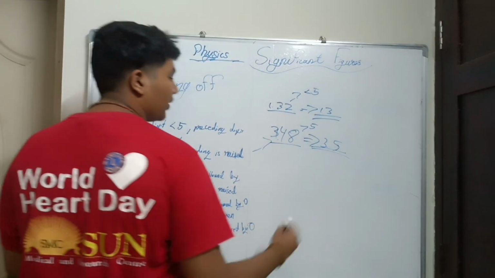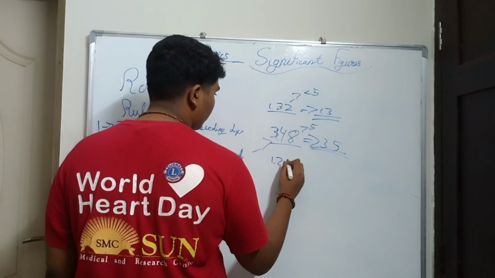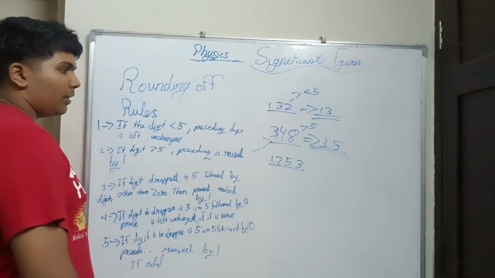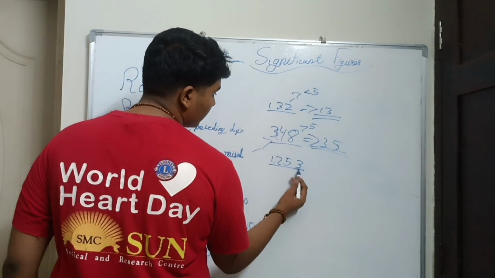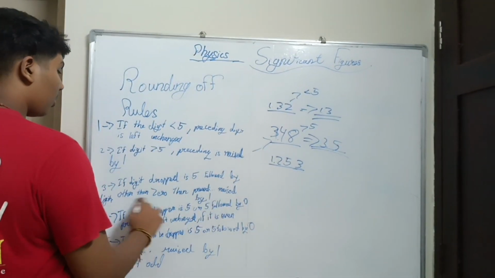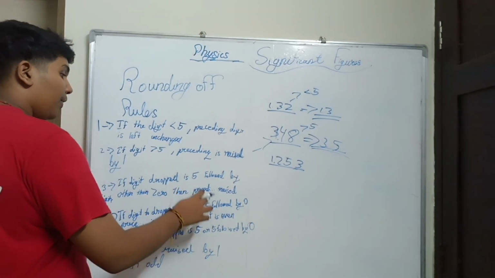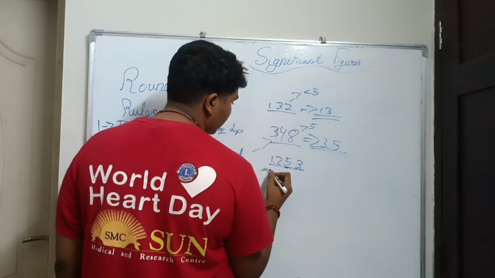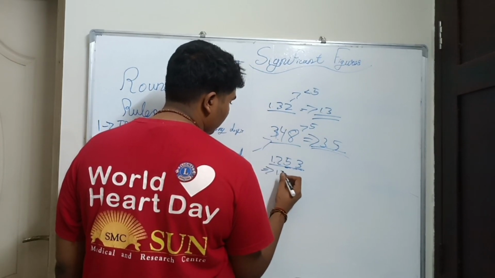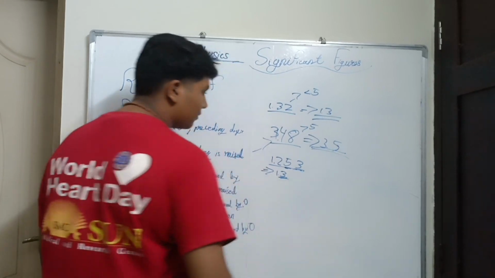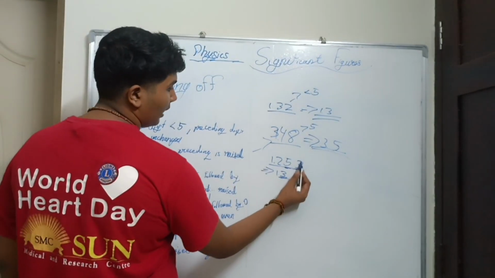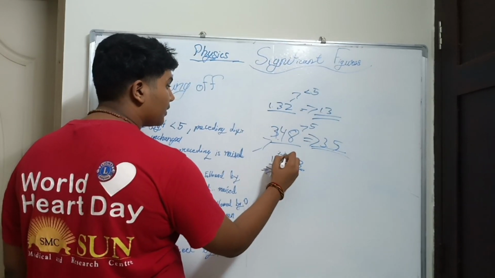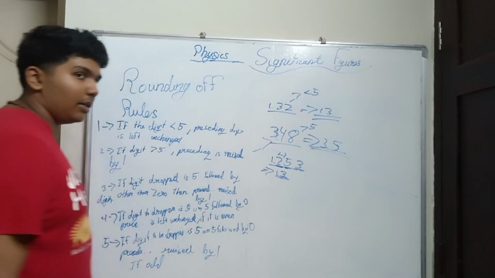Okay, let's take it for example: 1.253. Do you see any zeros here? No, right? So this is a non-zero digit. So it is said, followed by digits other than 0, then the preceding is raised by 1. So this will be 1.3. If it's not 0 anything, then the digit in front will have a plus 1. So it will be 1.3.